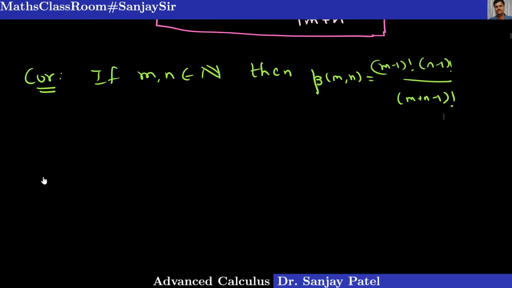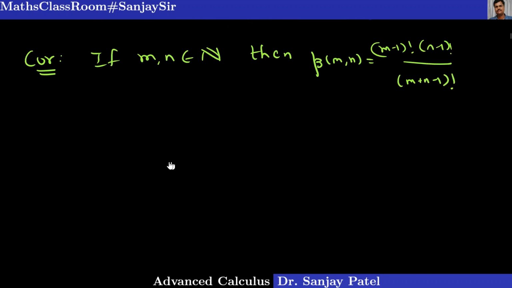Let me write another corollary from this result, which is very, very important, and that is what I'm going to prove: the value of gamma of 1 by 2 is equal to square root of pi. So this is very, very important. This I can prove as follows.